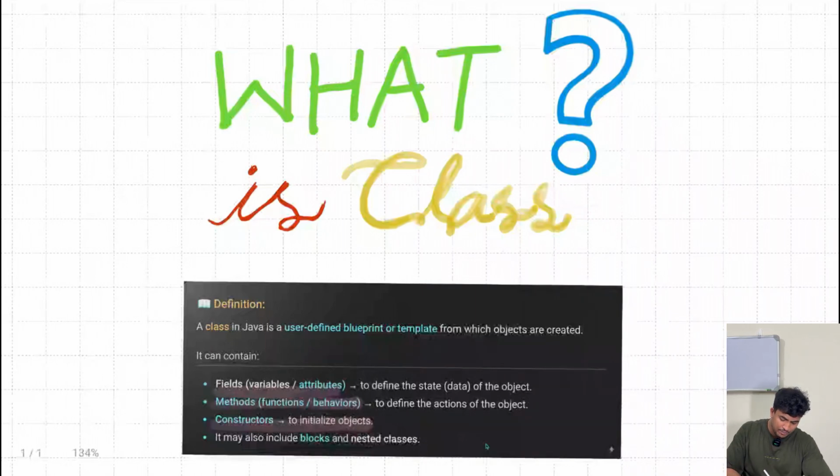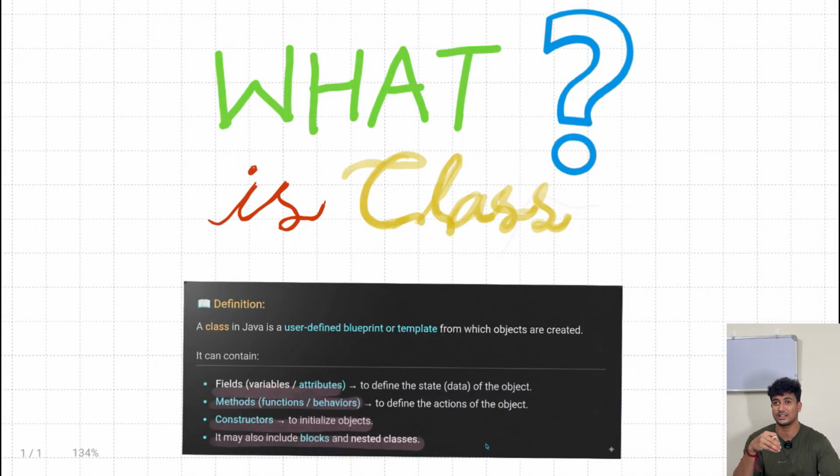And also it may include blocks and nested classes. When we say nested classes, we can declare a class inside a class. Also my code can contain if-else blocks and for loop blocks. These are all things that can be put inside our classes. Okay, so these are the four major things that we put in our classes.